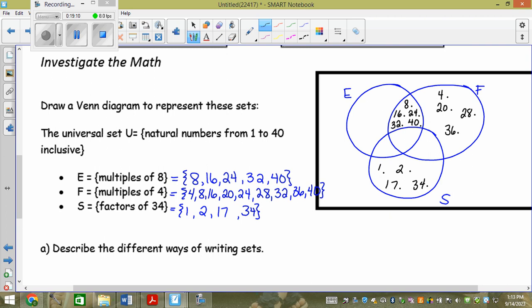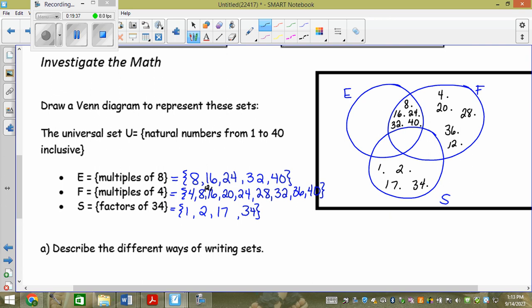Yeah. About the 12 and 12 in F. I did. Totally. Even here too. Is there anything else that we're missing? Yeah, all the numbers in the universal set that are not in there. So the numbers from 1 to 40 that don't appear in there.